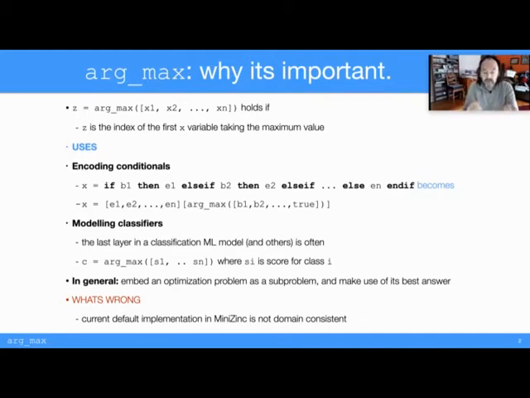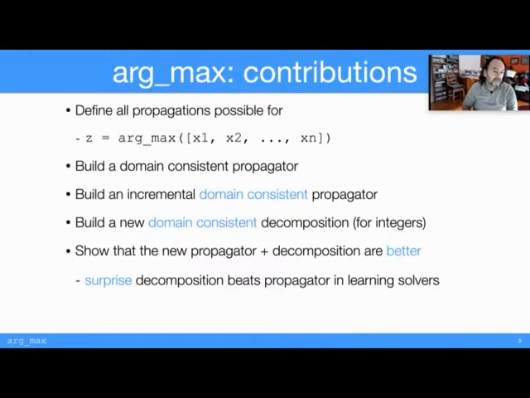So max just gives you the maximum value that you can get out of the subproblem, but argmax allows you to understand which instance was the max and which was better. So what's wrong now? Well, there's no argmax propagator that we're aware of, and the current default implementation in Muse is not domain consistent.